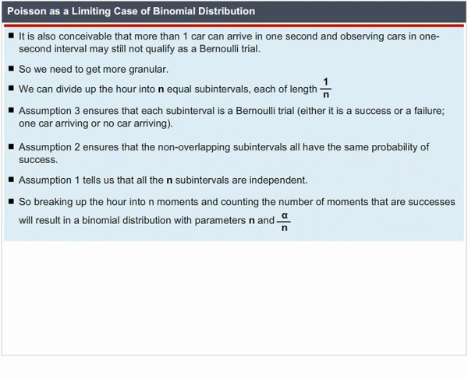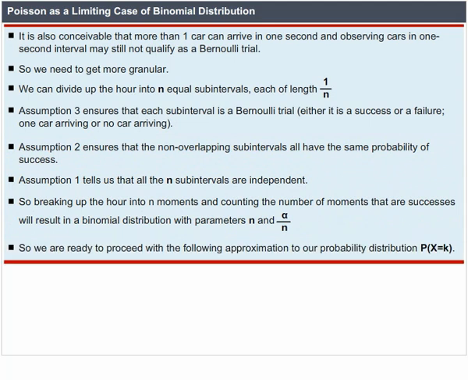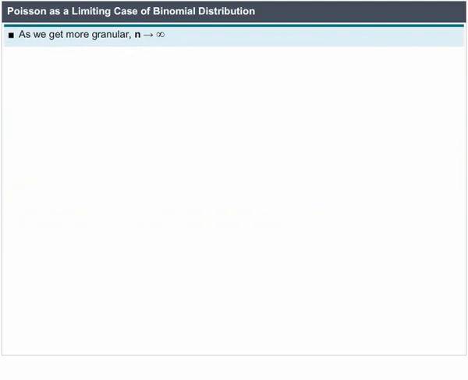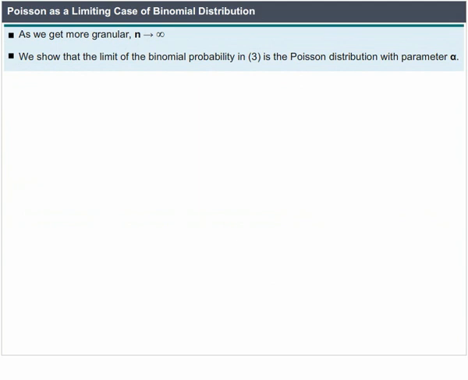So we are ready to proceed with the following approximation to our probability distribution. Equation 3 implies probability of X equal to k is approximately n C k, alpha by n whole power k, 1 minus alpha by n whole power n minus k, where k is equal to 0, 1, 2, etc., up to n. As we get more granular, as n tends to infinity, we show that the limit of the binomial probability in equation 3 is the Poisson distribution with parameter alpha.